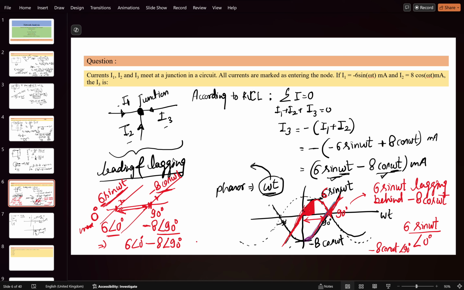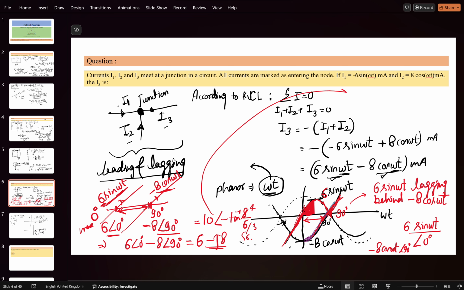Okay. So what you get in terms of the magnitude terms? Magnitude you can directly add, it will be like this 6 minus j8 something. So if you solve this, you will get 10 magnitude terms, and in the phasor terms, you will get minus of tan inverse 8 by 6. If you solve, you will get something. This is the 4, this is 3. You will get 56 point something angle.